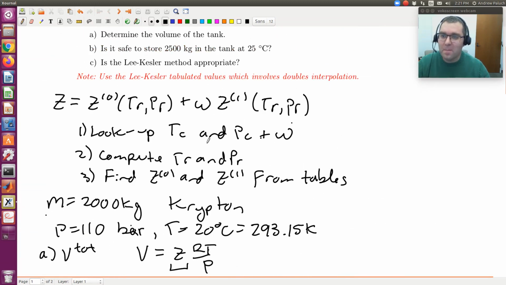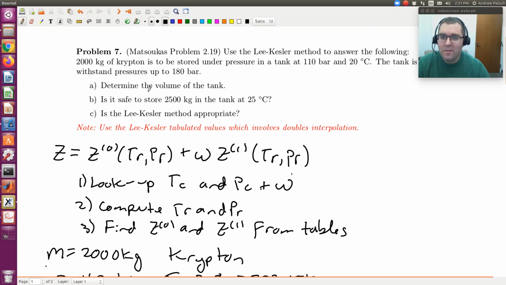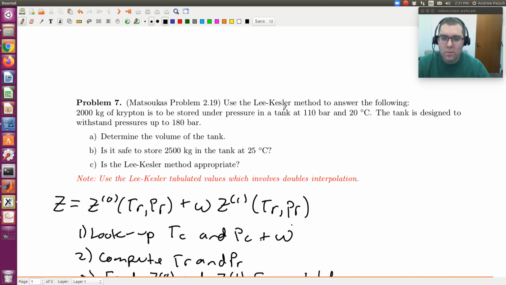Okay, great. Part B, is it safe to store 2,500 kilograms in the tank at 25 degrees C? Okay, so before we were at 20 degrees C, now we're at 25 degrees C. We've added more mass, so our mass is increased. And so what we're going to want to calculate then is the pressure. Let me calculate the pressure of this new system, and then determine if that's less than the maximum pressure that it could withstand.